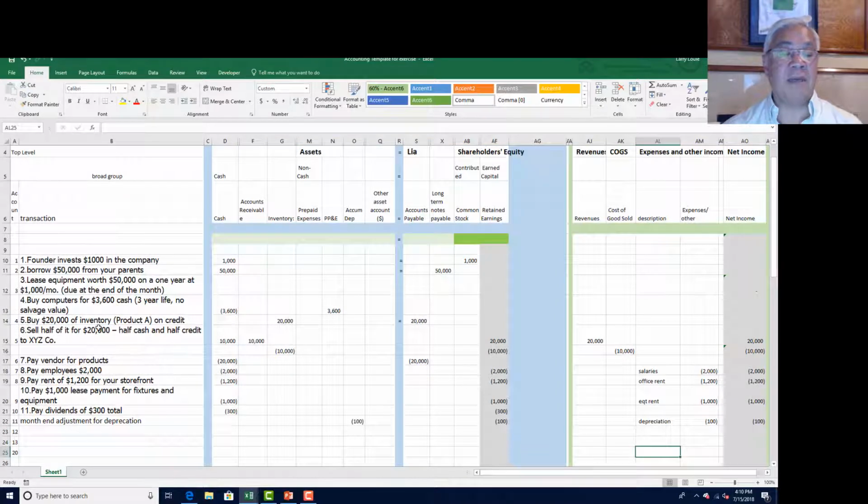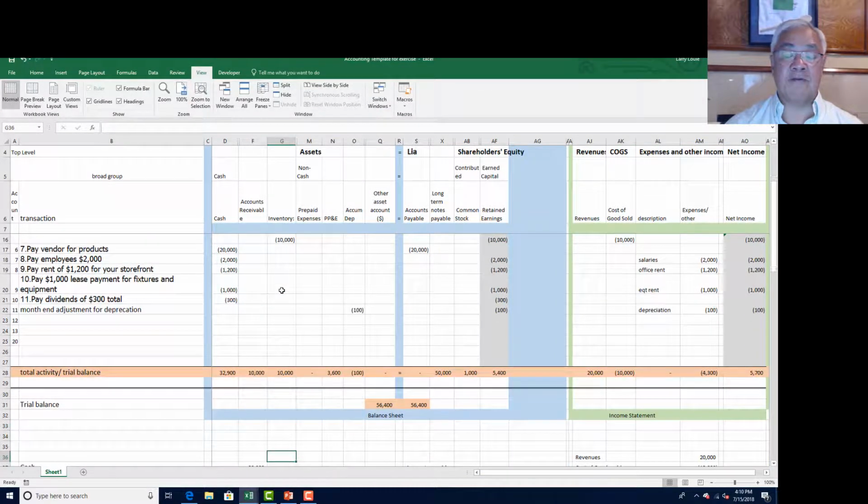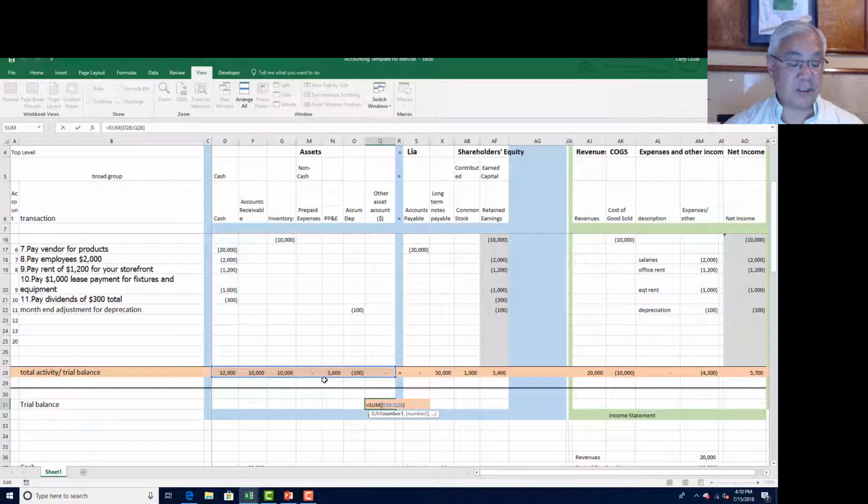All right. So now we have the makings of our financial statements. First, we make sure we're in balance. So here we see that the assets, the sum of this section, equals the liabilities and equity on this side. So we're in good shape.